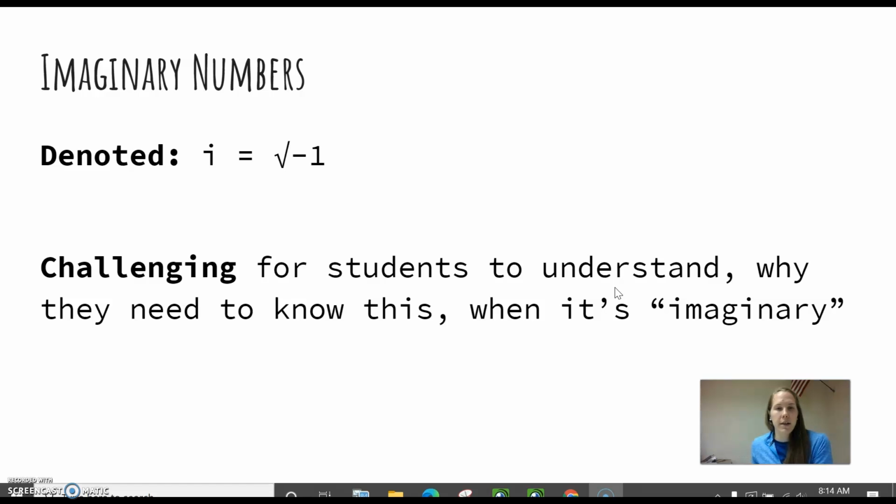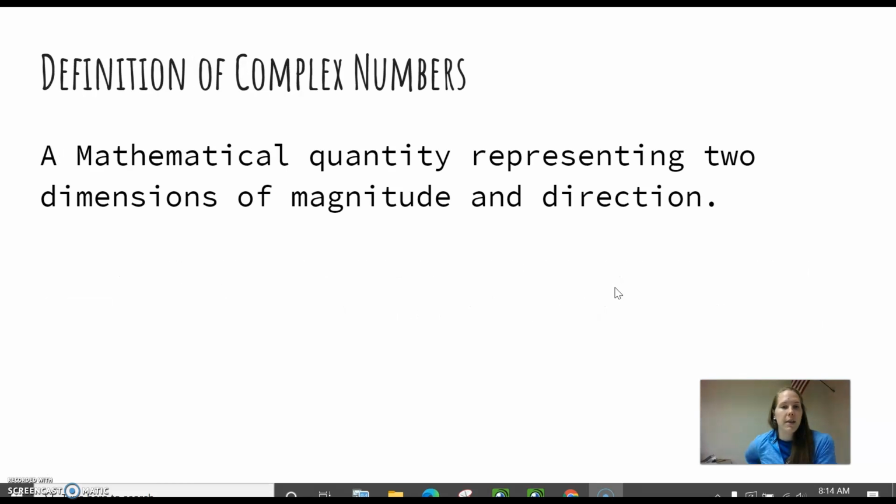I stumbled upon a definition that I really thought changed the way students think about complex numbers. It's a mathematical quantity that represents two dimensions: magnitude and direction. If we get students to think about complex numbers, including the real part and the imaginary part, and start thinking in terms of two dimensions, magnitude and direction, they might understand that there's so much more to complex numbers than just being a term they use to compute.